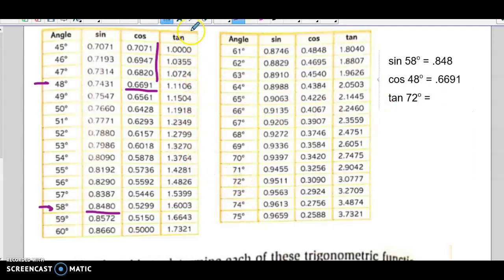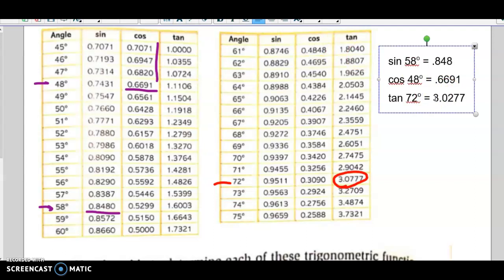And then the tangent of 72. For tangent of 72, here it is. Tangent would be this number right in here. And remember the way we got that number, it's the y divided by the x. It's given to you in the table. You don't have to figure it out, but that's where it comes from. So the tangent would be 3.0277. So that's how you would use the table.